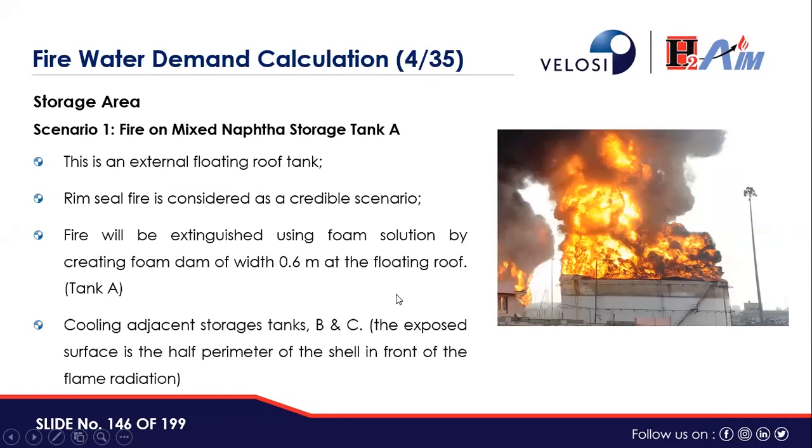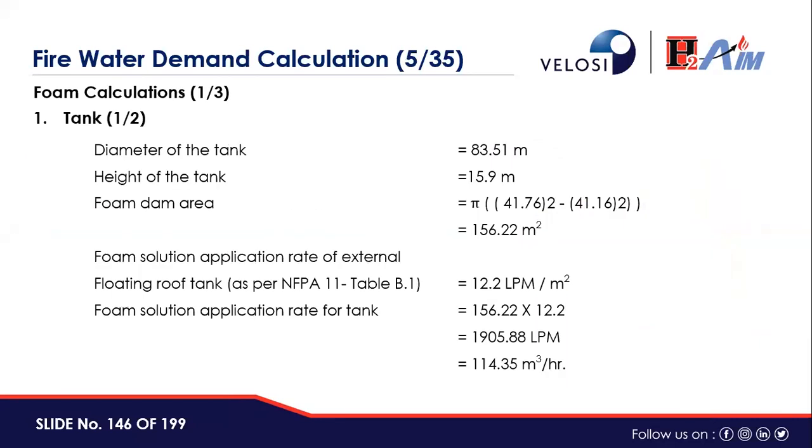So scenario 1, which was the fire on a mixed naphtha storage tank A, is an external floating roof tank. Rim seal fire is considered as a credible scenario. Fire will be extinguished using foam solution by creating a foam dam of width 0.6 meter at the floating roof tank A, cooling adjacent storage tanks B and C. The exposed surface is half the perimeter of the shell in front of the flame radiation.